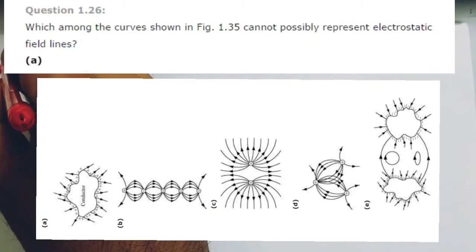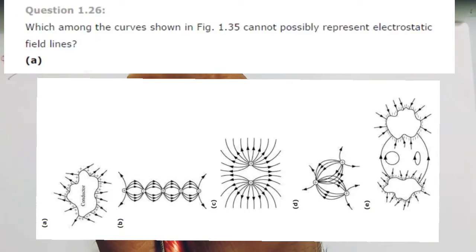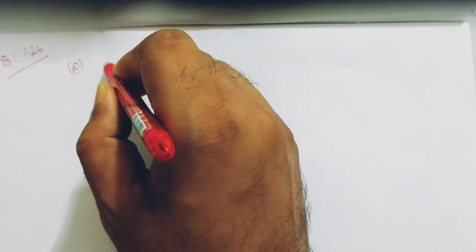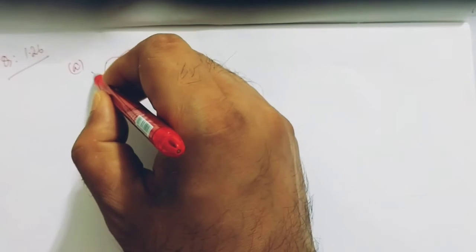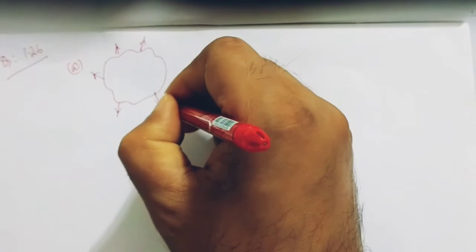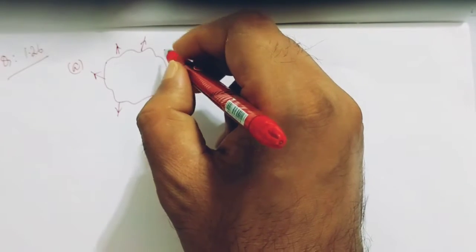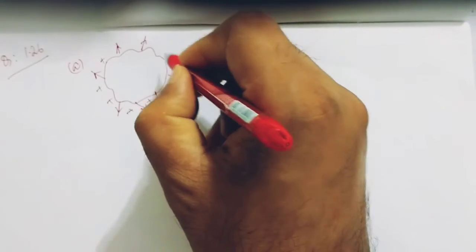The question is now question number 1.26. Now it is a pictorial presentation of two cases to validate whether these are the fields or not. So they have given case 1. This is one type of uneven conductor surface, and they have put arrows like this, all outward. We don't know whether the outward arrow represents a magnetic field or an electric field or not. We need to check like this. So let's see.